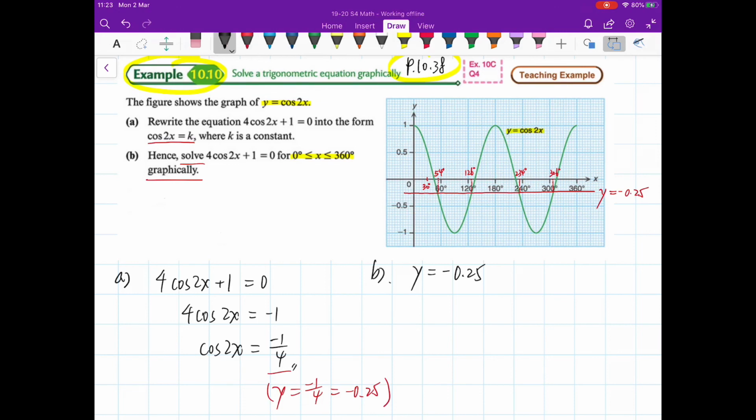And therefore we can draw the conclusion from the graph. x equals 54 degrees, 126 degrees, 234 degrees, or 306 degrees. Okay, done.